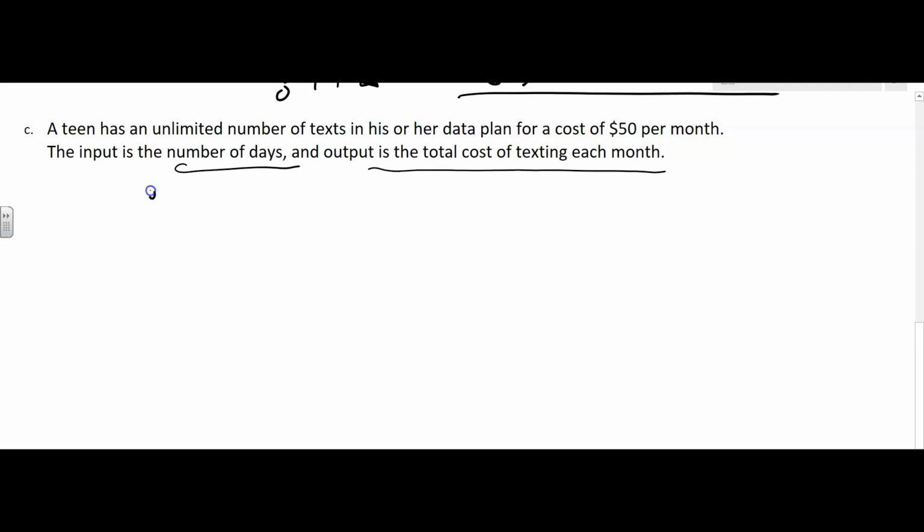So we'll say cost of D. All right, so we're saying, okay, the input is the number of days, but you know what? The cost is always going to be $50. It's a flat fee. So it doesn't really matter how many days go by. It's going to be $50 a month. Okay, so $50 per month. This would be a constant function.